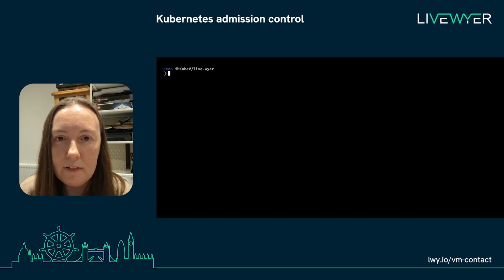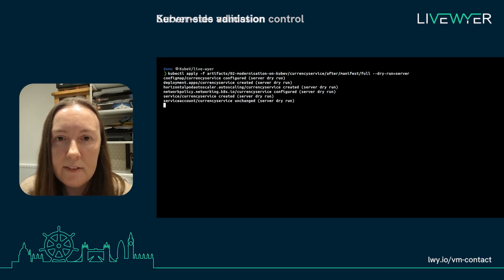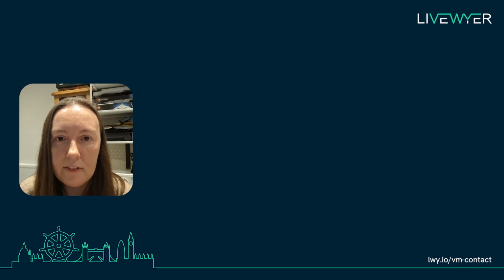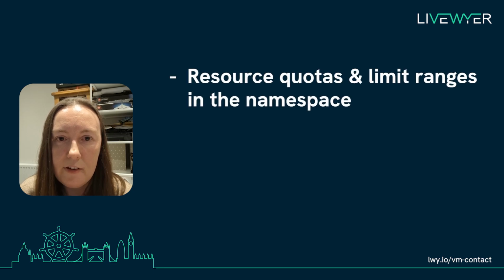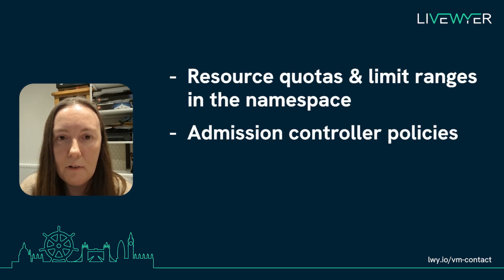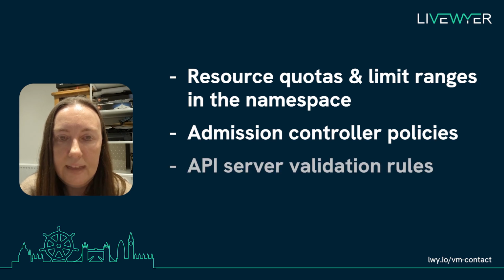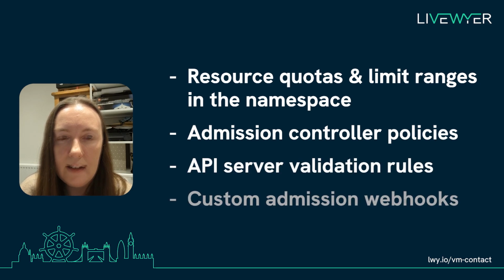We also need to make sure that all these changes have been added to the manifest correctly and that the cluster won't reject them when they're deployed. We can test this using a server-side dry run, which validates against the actual cluster state and policies. This checks against resource quotas and limit ranges in a namespace, admission controller policies, including the pod security standards we enforced earlier, API server validation rules, and custom admission webhooks. If the server-side dry run passes without errors, then the currency service is ready for deployment.